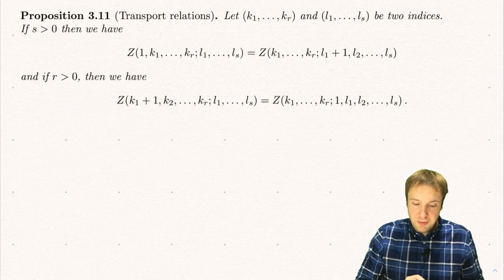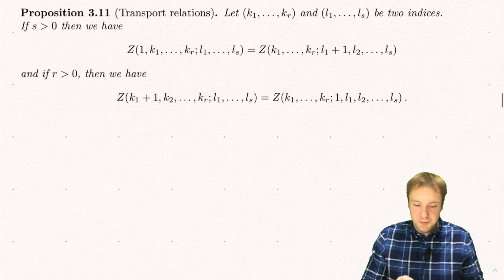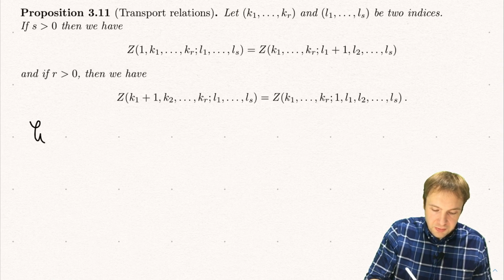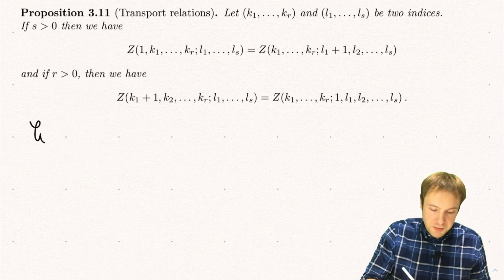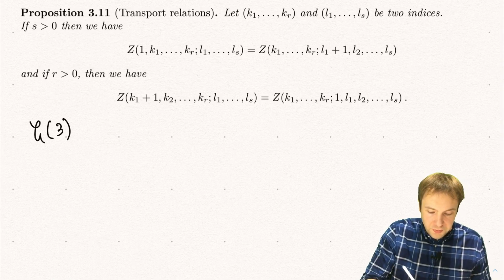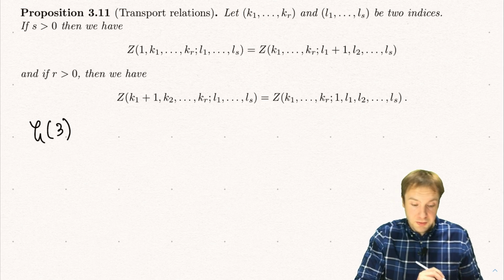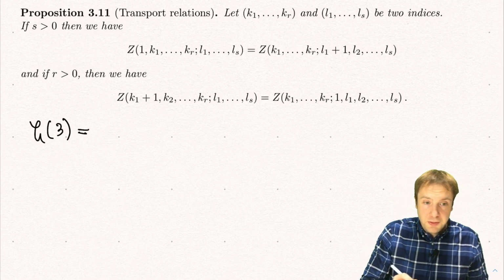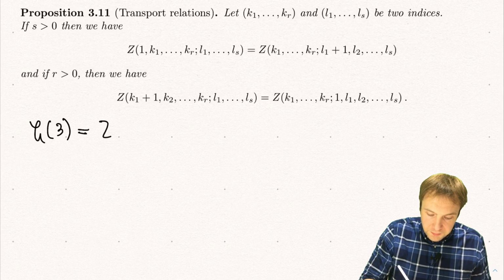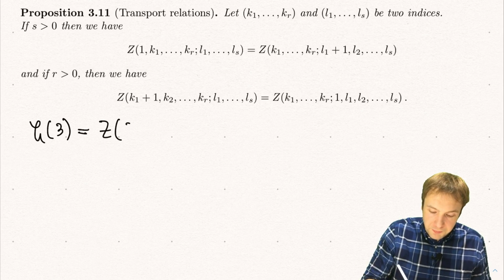But now let's see what happens if we actually start with some zeta value, and what this has to do with the duality. So let's start with our standard example, zeta(3). So zeta(3) is the connected sum Z(3, empty).